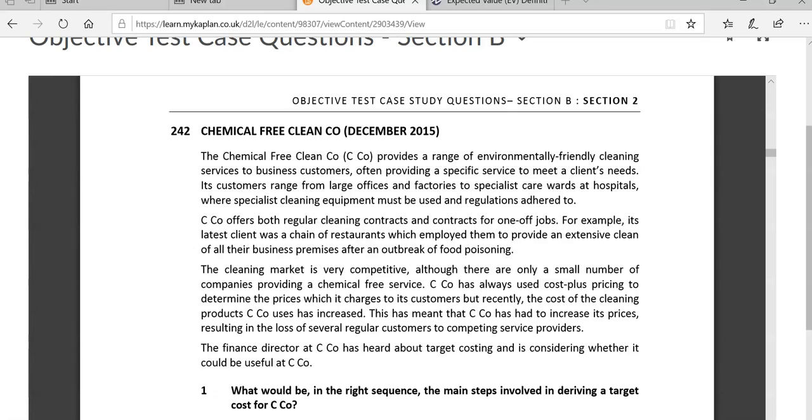Okay, hi guys. Right, so this is 242. 242 is just very much a theory question. There are no numbers here. So again, as usual, I'm sure you've read through this thing.